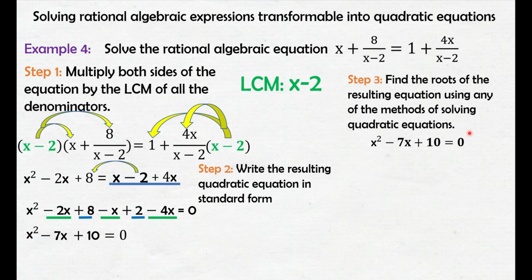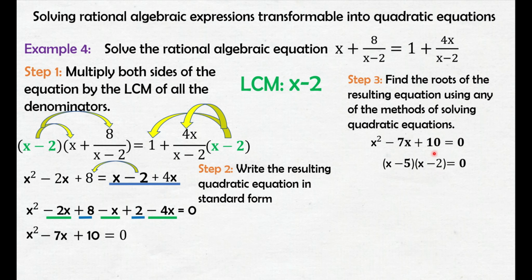So, given yung na-transform natin na equation, x squared minus 7x plus 10 equals 0. So, dito, ang gagamitin ko ulit is by factoring kasi factorable naman siya. So, yung factor niyan ay x minus 5, x minus 2. Kasi negative 5 times negative 2, that is positive 10. Negative 5 plus negative 2, that is negative 7.